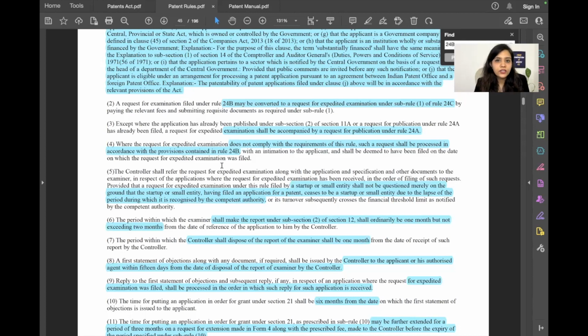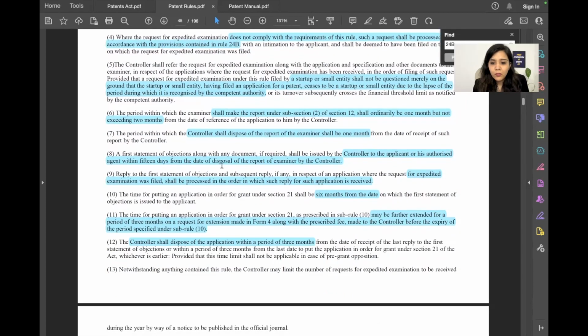It is explained, for example, you did not have any ground for filing a request for expedited examination, but you filed a request for expedited examination. In that case, if you are not complying with the requirements of 24C, the patent office will consider as if you have filed a normal examination and your application would be processed accordingly.